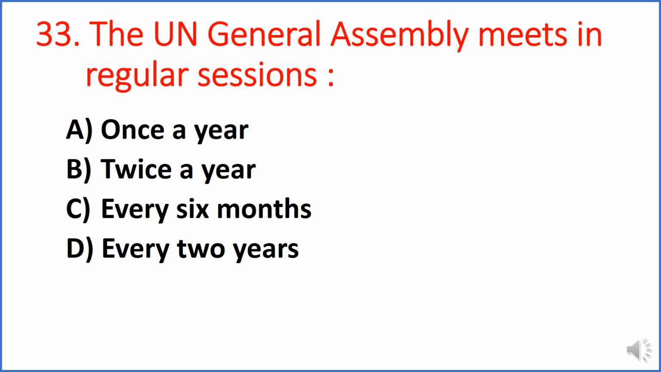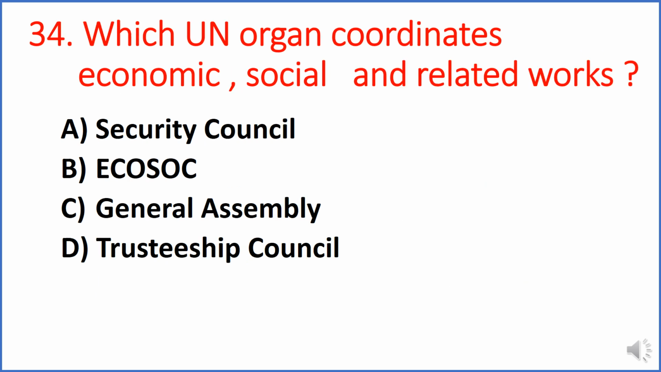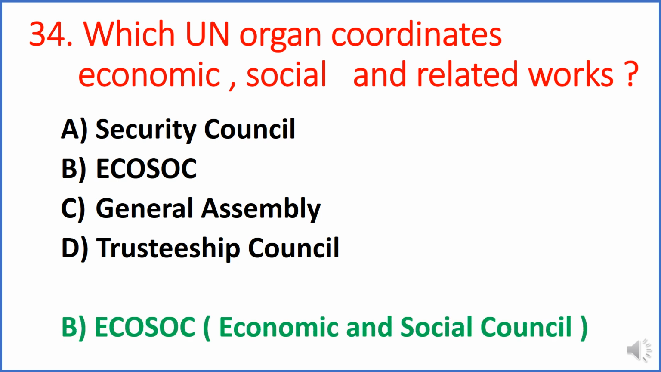The UN General Assembly meets in regular sessions. The correct answer is once a year. Every regular session starts on the third Tuesday of September each year, and the location is UN headquarters, New York City. Which UN organ coordinates economic, social, and related works? The correct answer is ECOSOC, that is Economic and Social Council.